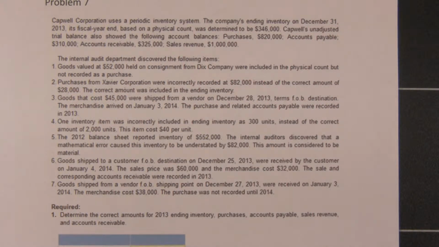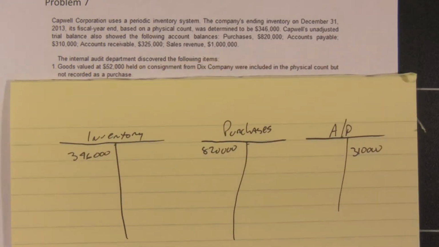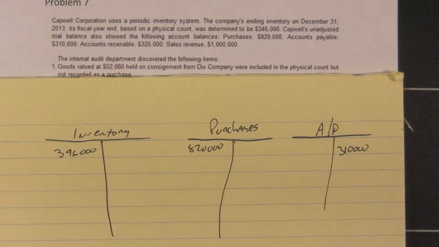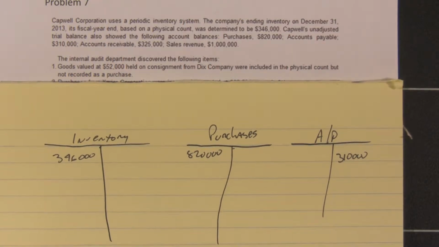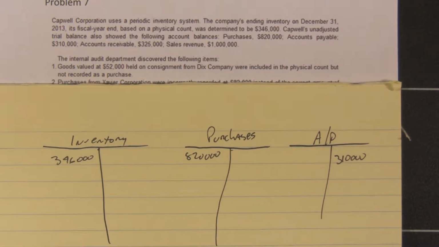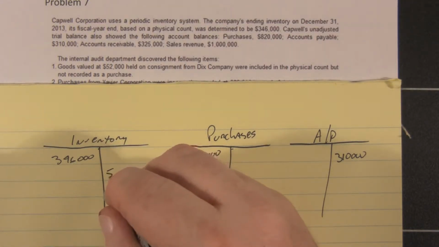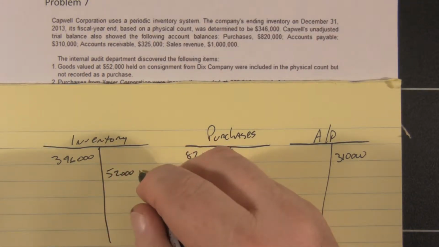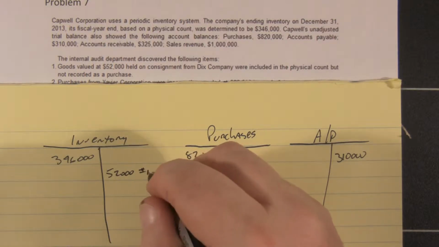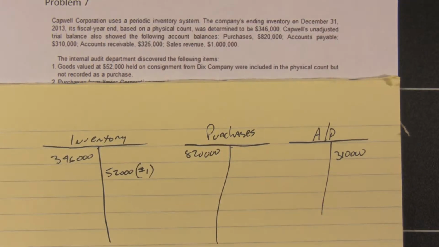Okay, let's start at number one. Goods valued at $52,000 and held on consignment were included in the physical count of inventory, but not recorded as a purchase. In other words, we're holding these goods for somebody else. We counted them, but they're not ours. So we need to subtract that from the inventory. That's item number one.